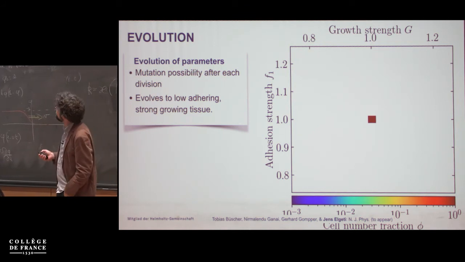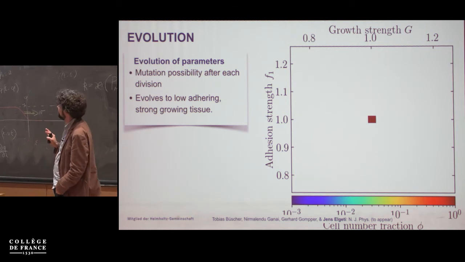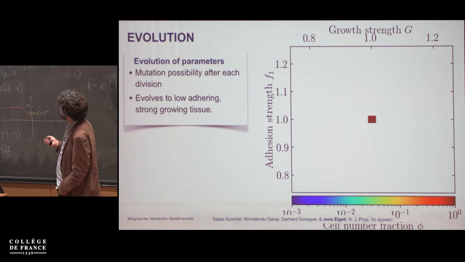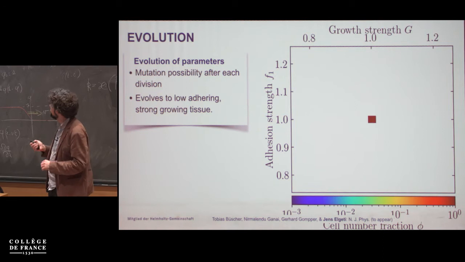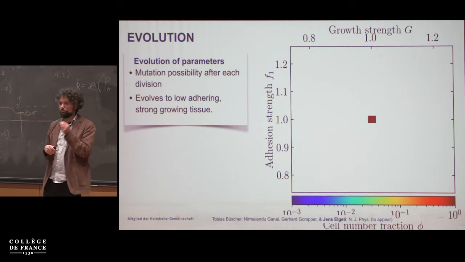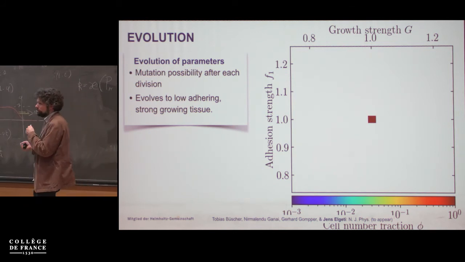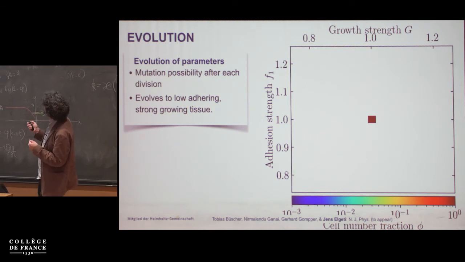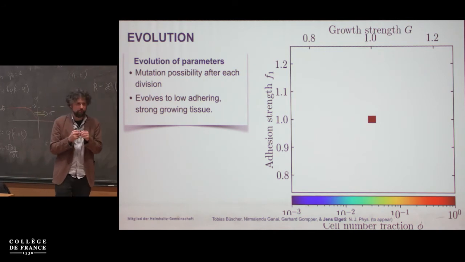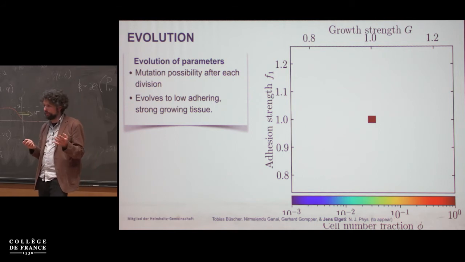So what I'm doing here, this is maybe a bit of a complex video that I'll show you, but I think there's a lot of interesting things in the next two videos. So here you see a phase plot. We start a simulation which is full of a single type of cell. But these cells are allowed to mutate. Whenever they divide, they are allowed to change either their growth strength or their adhesion strength by a little bit. Okay? And then the color tells you how many cells there are of the different types.